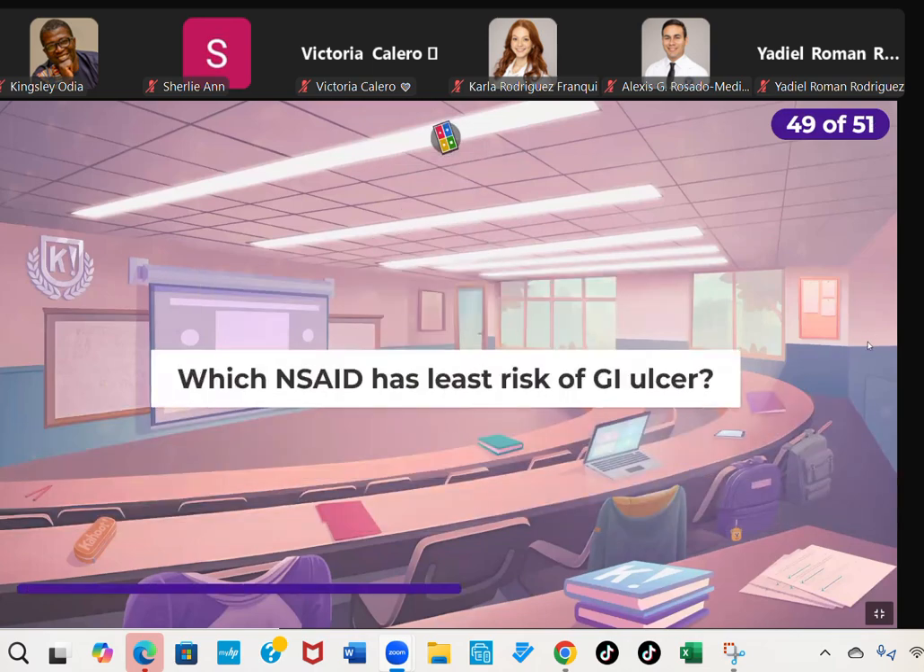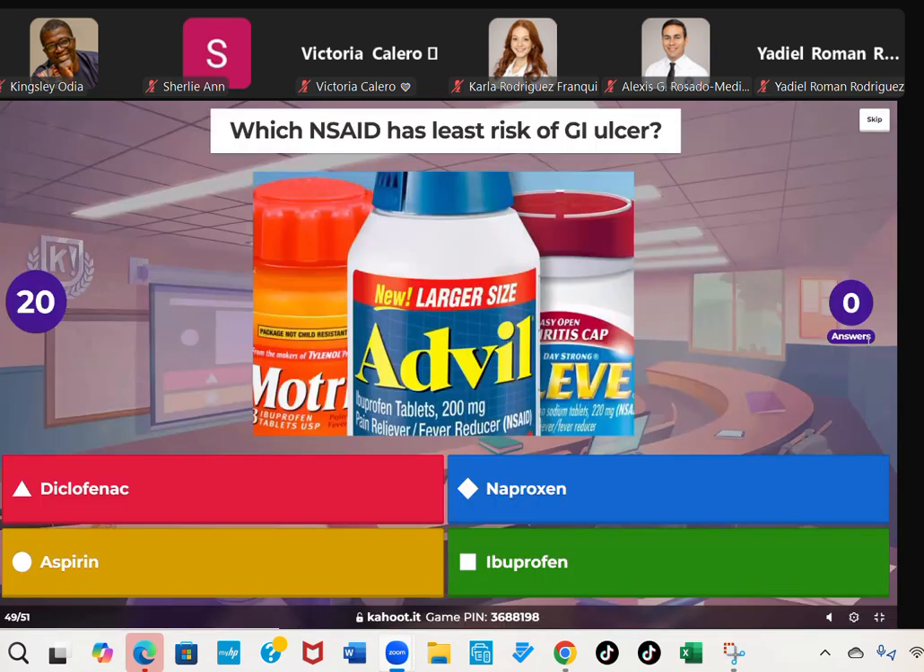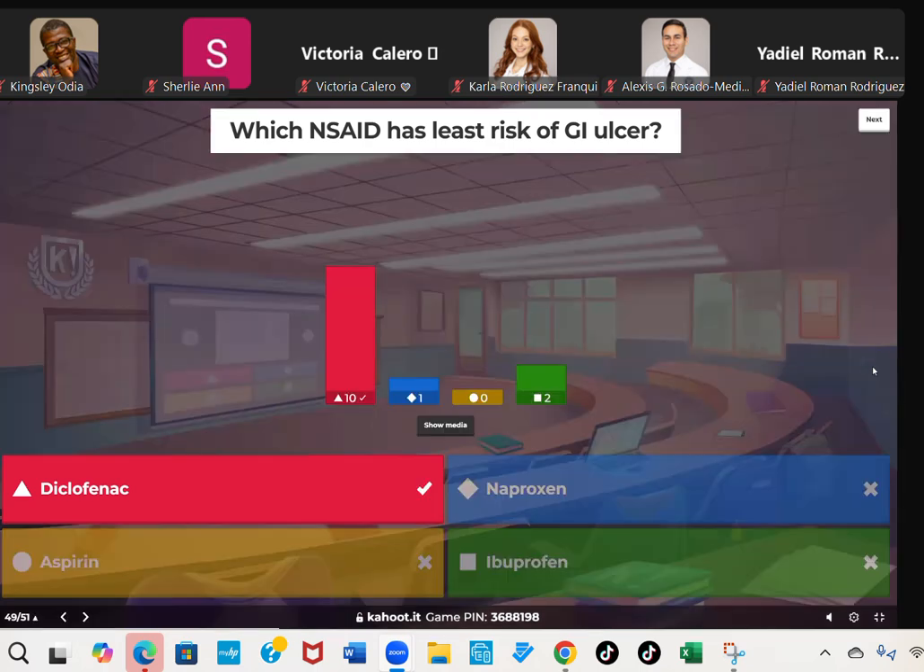All right, which NSAID has the least risk of GI ulcer? Oh, diclofenac, naproxen, aspirin, ibuprofen. All right, so diclofenac is COX-2 selective, so it's going to have the least risk of GI ulcer. All the rest of them are non-selective.